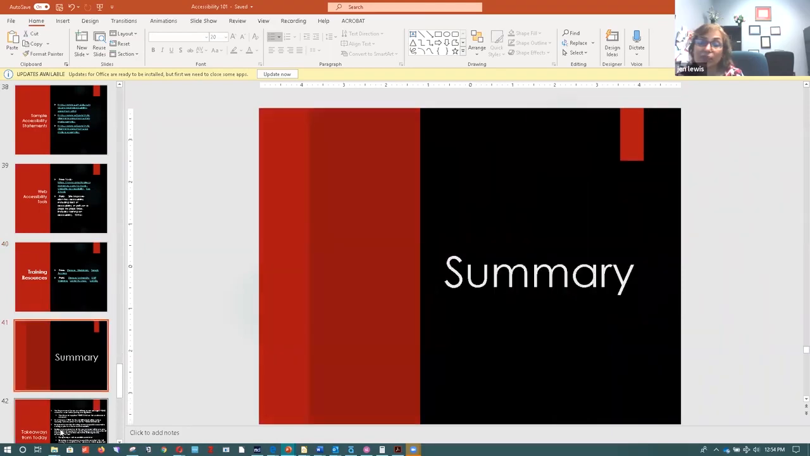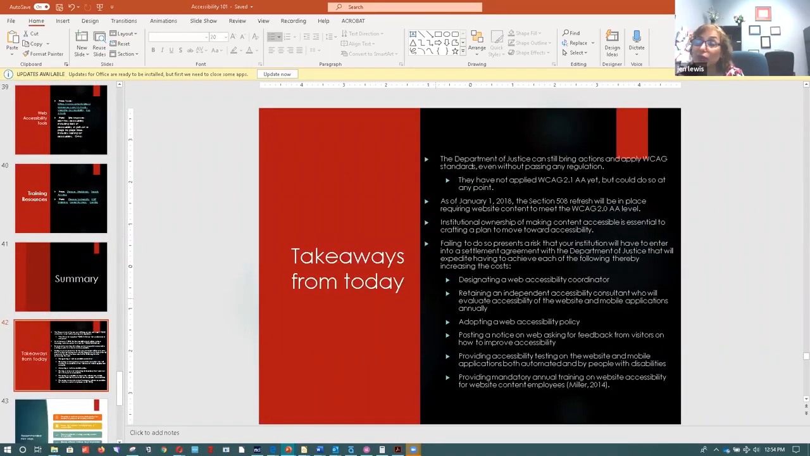So today, I hope that you understood that basically the standard still is WCAG 2.0 AA, but it looks like we're moving to WCAG 2.1 AA soon. And we're starting to see those settlements illustrating that that will be the direction we're going in sooner rather than later.